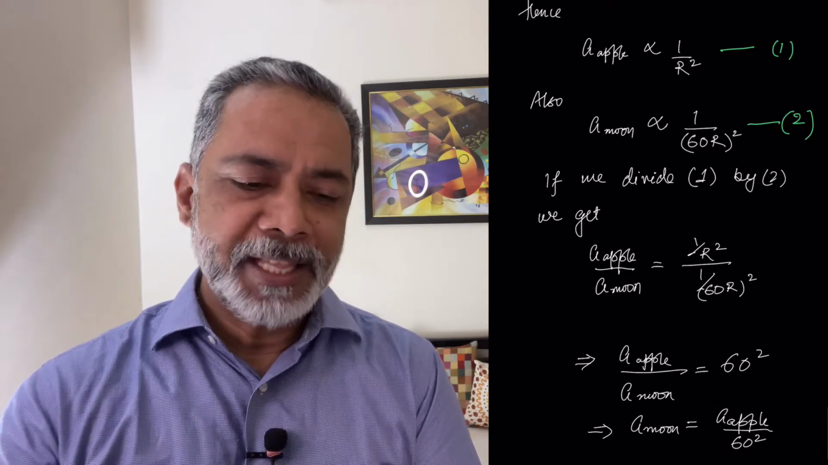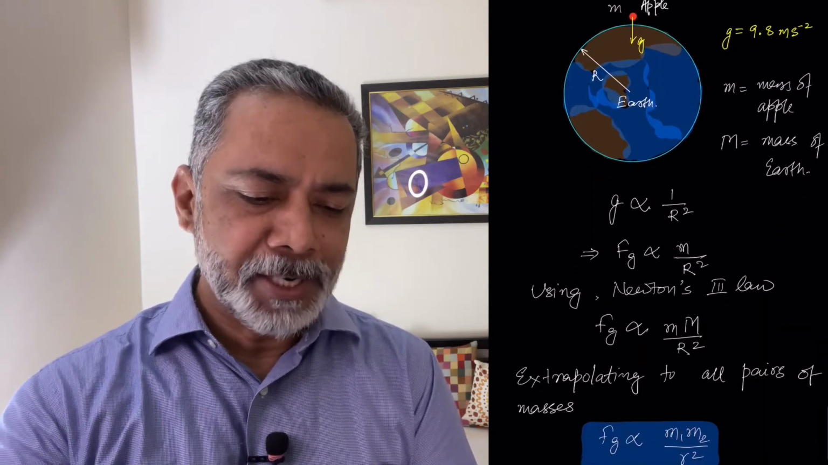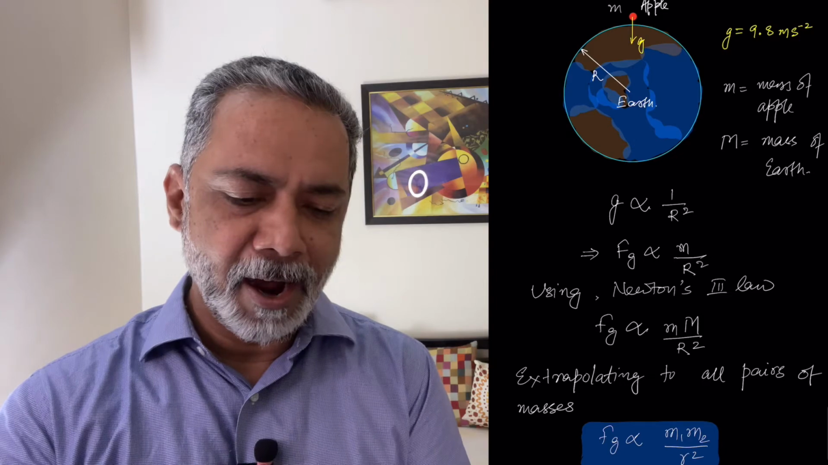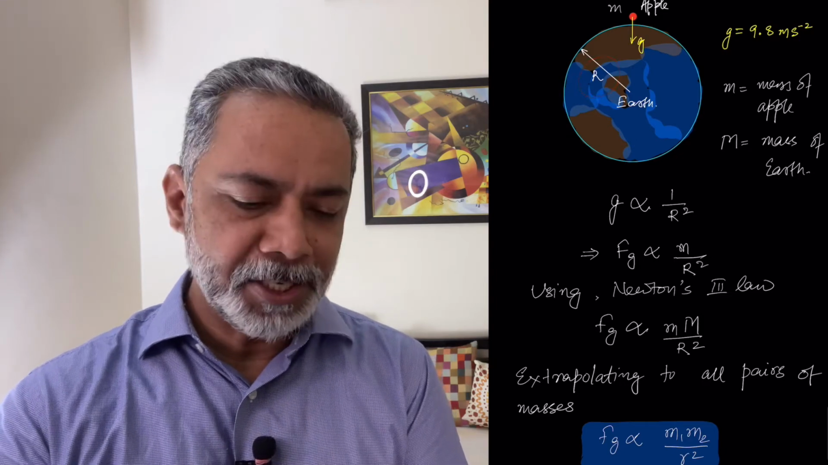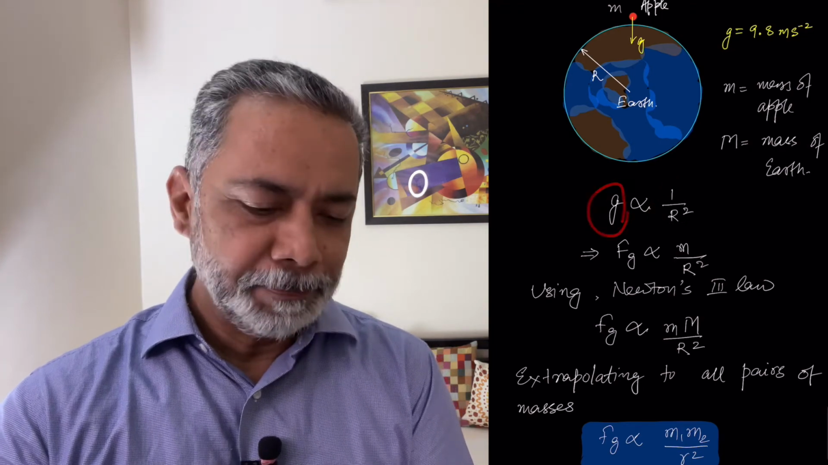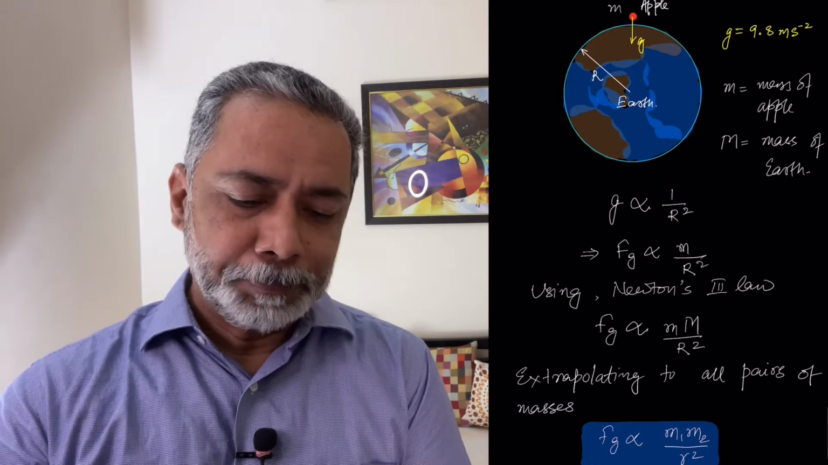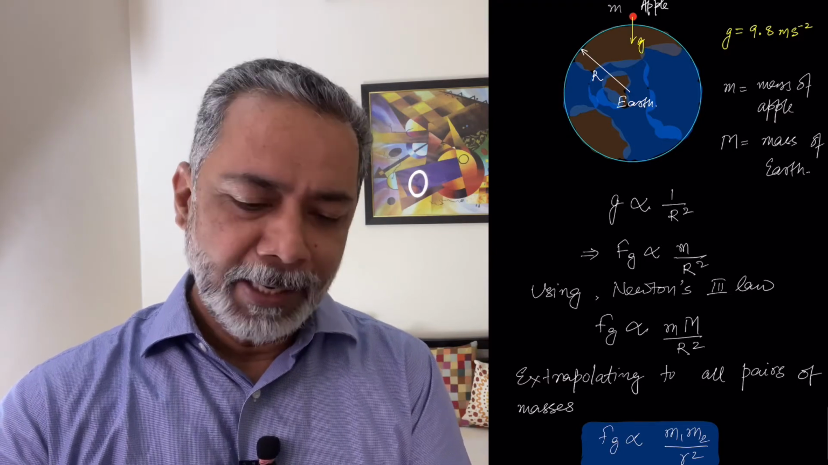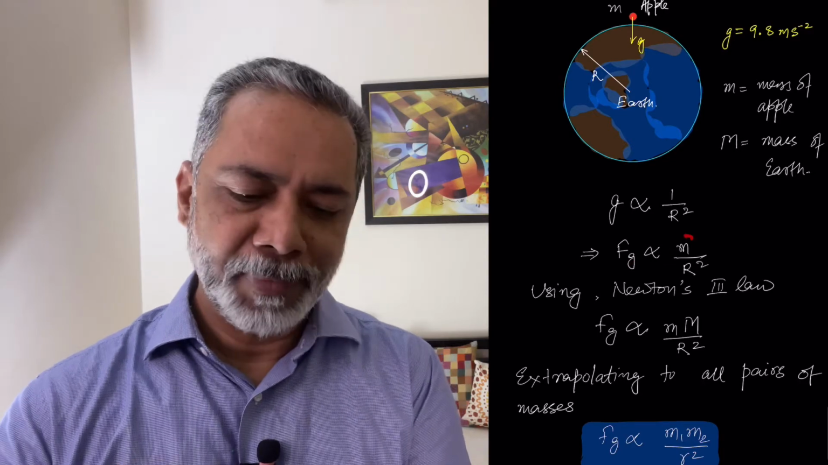Now he knows that the acceleration of the apple towards the center of the earth is proportional inversely to square of this distance r, right? So this acceleration g of the apple is proportional to 1 by r square. Now the force therefore must be acceleration times the mass of the apple. So the gravitational force on the apple is m into 1 by r square, right?